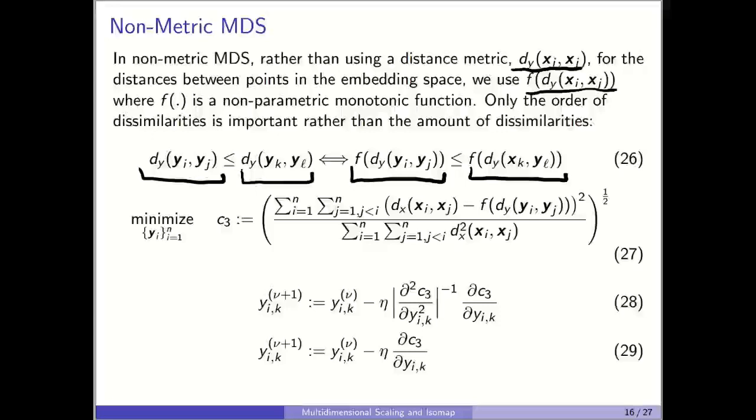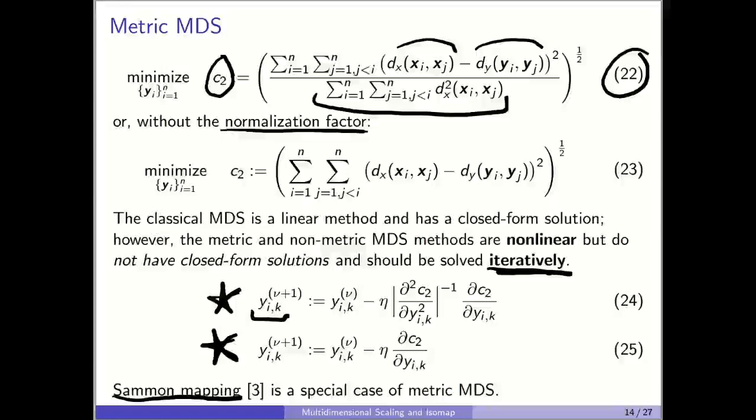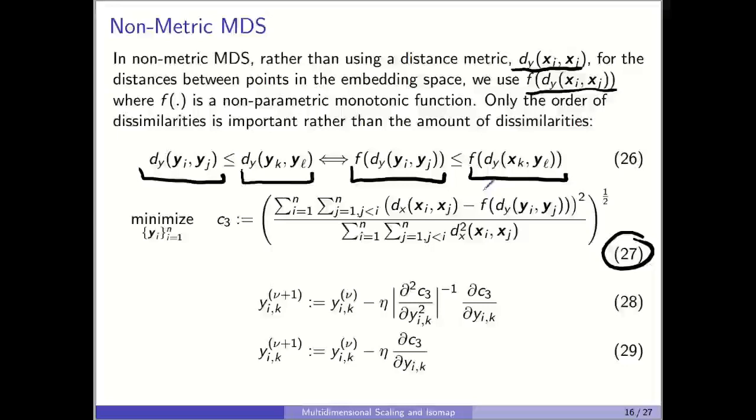Then compare equation 27 with equation 22. So here we have d_y, here we have f(d_y). And this is non-metric MDS. Again, we can solve it using either Newton's method or quasi-Newton's method, or gradient descent, where eta is the learning rate.